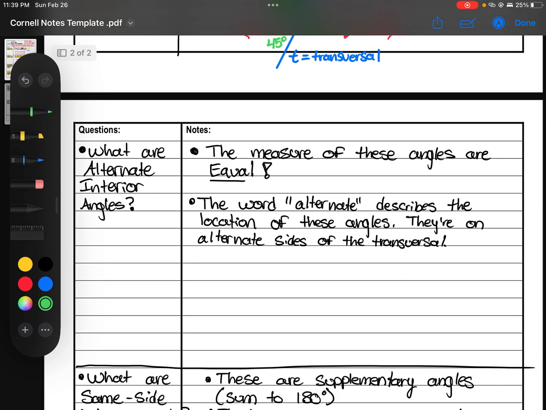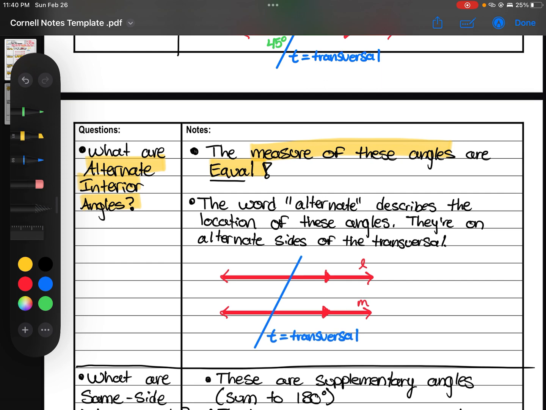What are alternate interior angles? So this is starting to get tricky. Don't let these big words trip you up because it's really not too bad. The measure of these angles are equal. So I want you to say measure of these angles equal. That's the big thing here. So the word alternate describes the location of these angles. They're on alternate sides of the transversal.